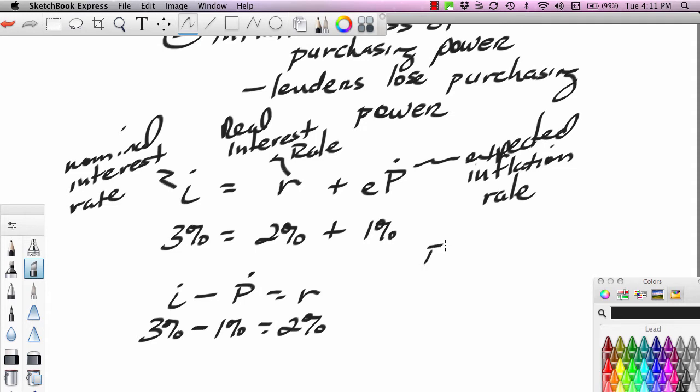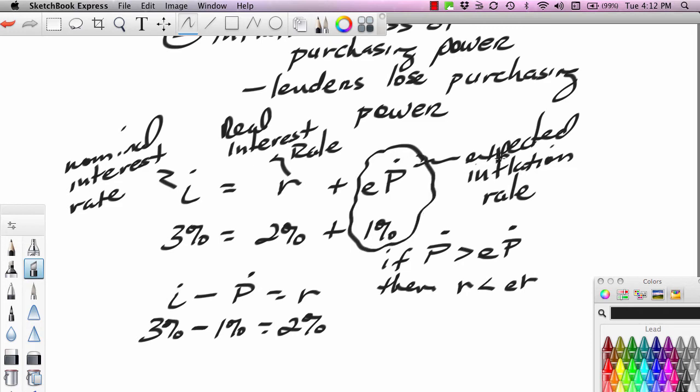And if P dot, the actual inflation rate, is greater than the expected inflation rate, then what will be true? If this is true, then R will be less than expected R. Okay? So if inflation is 3%, then R would be 0%. So what I'm trying to point out to you is the lender has to make some sort of guess about what inflation is. And the expected inflation rate is built into the interest rate. I'm just simply pointing out that the expected inflation rate and the actual inflation rate can be two different things.